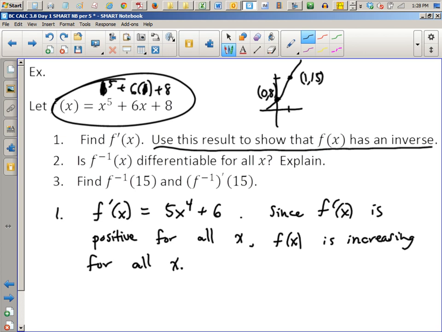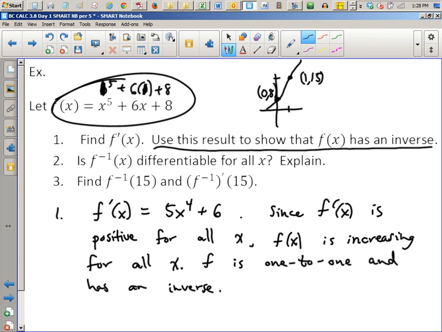Okay. So since f prime of x is positive for all x, f is increasing for all of x, that means that f is therefore 1-to-1 and has an inverse. If it's rising, rising, rising, it will pass the horizontal line test.